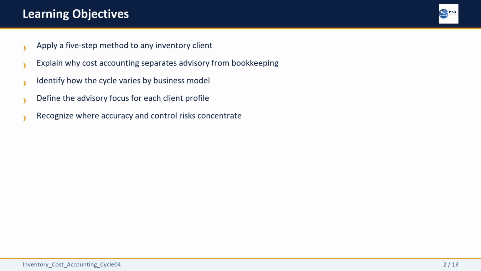First, apply a structured 5-step method to assess any inventory holding client, regardless of industry. Second, explain why the cost accounting steps are what separate a real advisor from a bookkeeper. Third, identify how the cycle runs differently across business models, from traders to import-heavy manufacturers. Fourth, define the specific advisory focus that matters most for each client profile. And finally, recognize where the accuracy and control risks tend to concentrate, so you know where to look first.